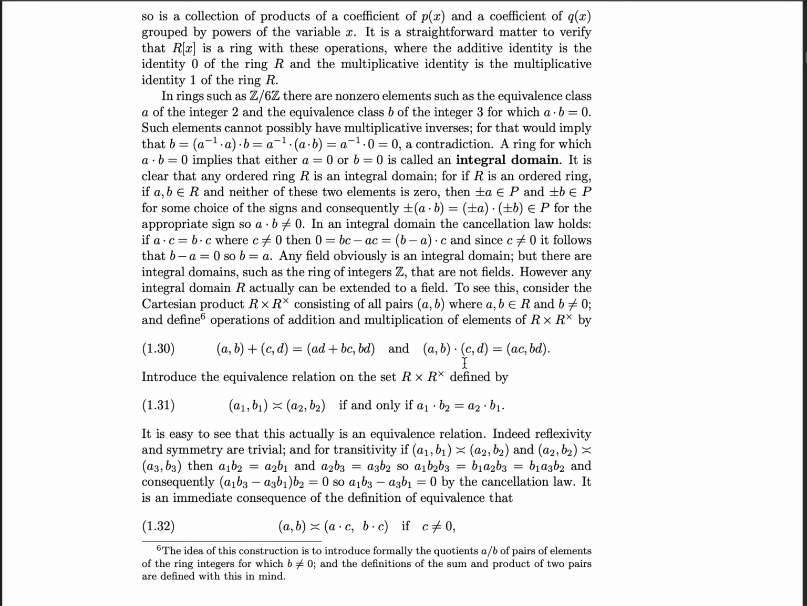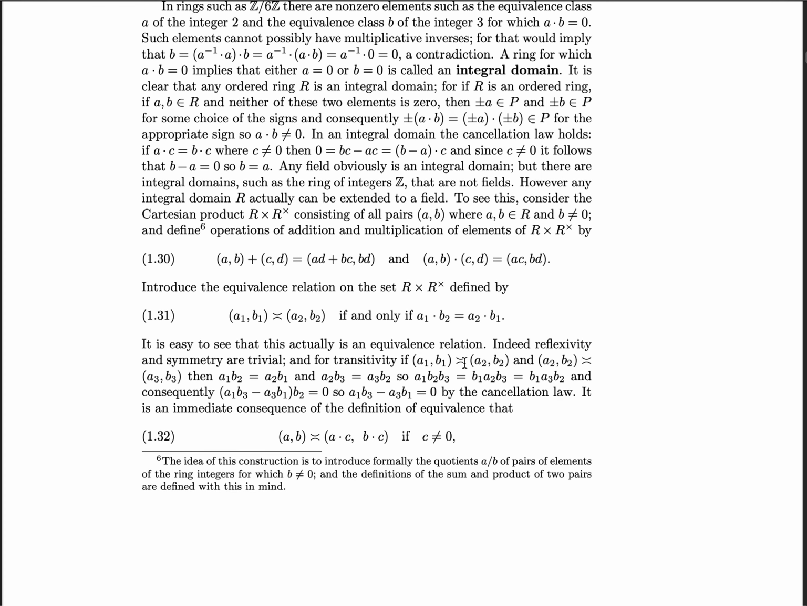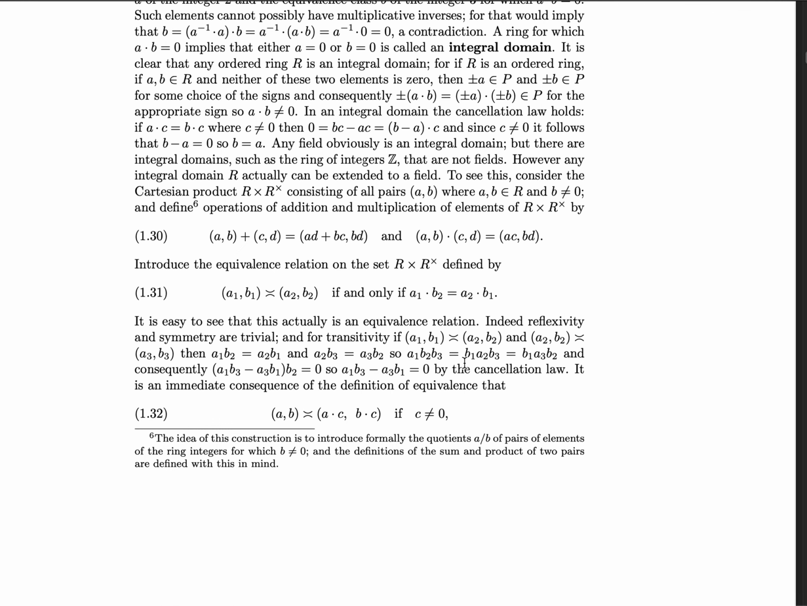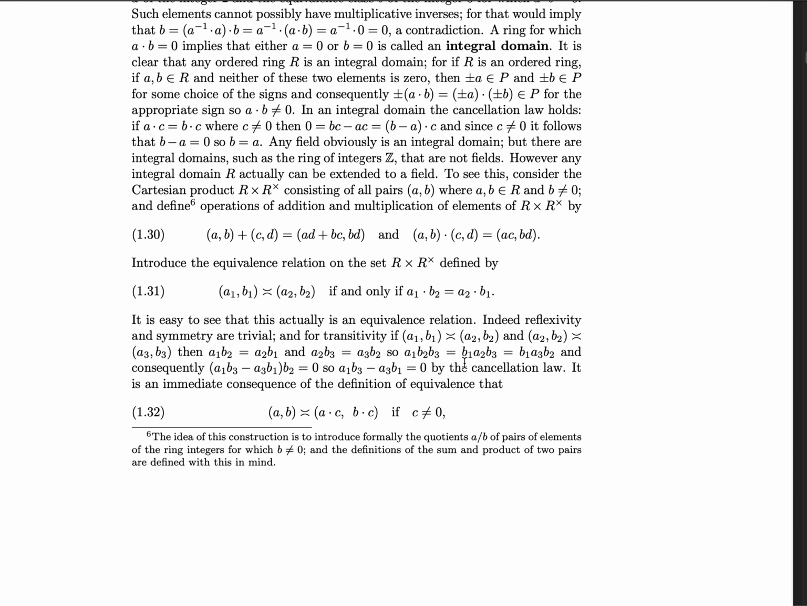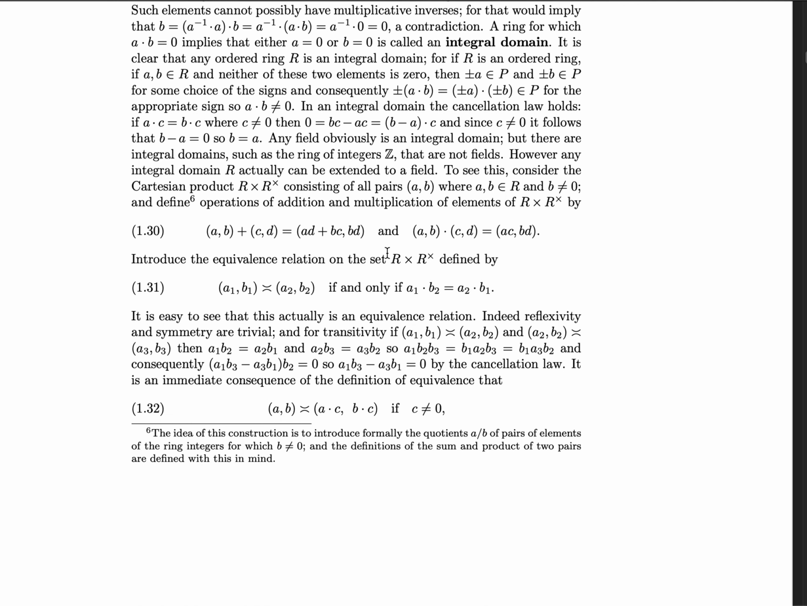However, we can actually see that integral domains can be extended to a field. This will be called the quotient extension of the ring. To see this, we're going to consider the Cartesian product of R cross R*, where R* is the set of R excluding its additive identity 0. That is, R times R* is all pairs (a,b), where a and b are in R, but b is non-zero.